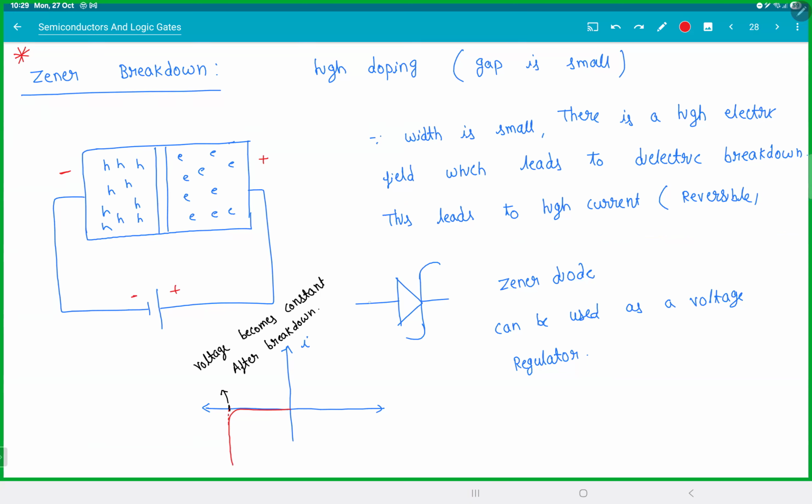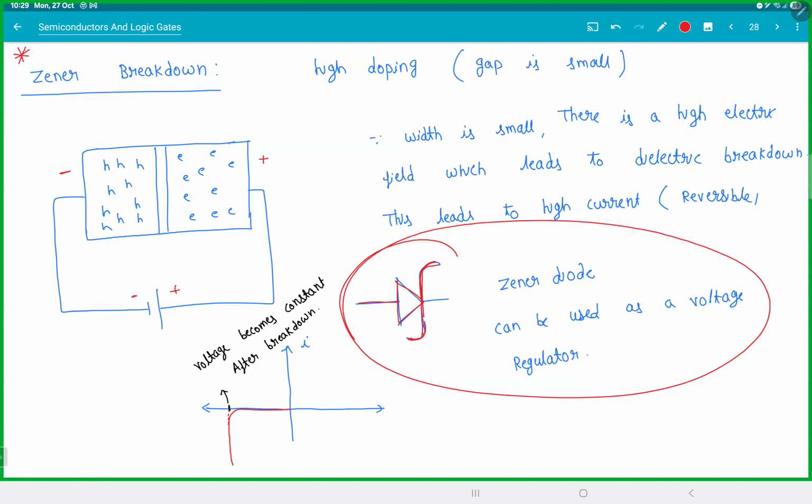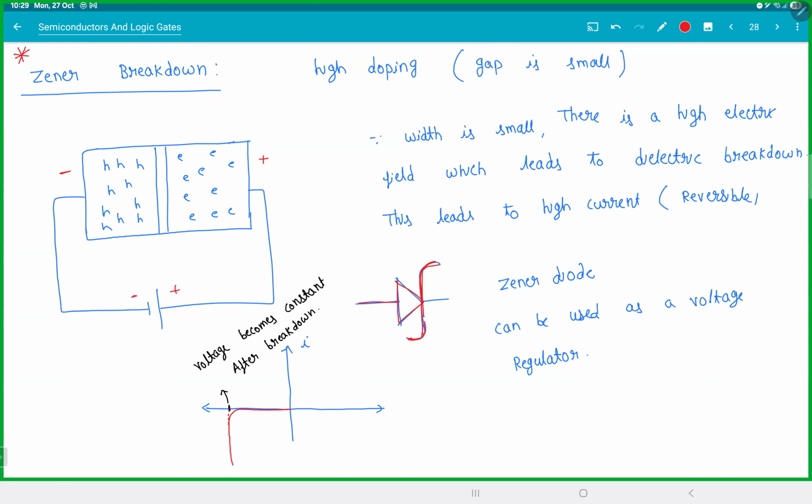So Zener, this is the symbol for a Zener diode. It's the symbol for a diode, but we have two curvy things on the top and the bottom. If you see this symbol, it means this is a Zener diode. The regular symbol is this. This is the diode ka symbol. But if you put two curvy things, it's a Zener diode, which means it's a diode made with high doping.